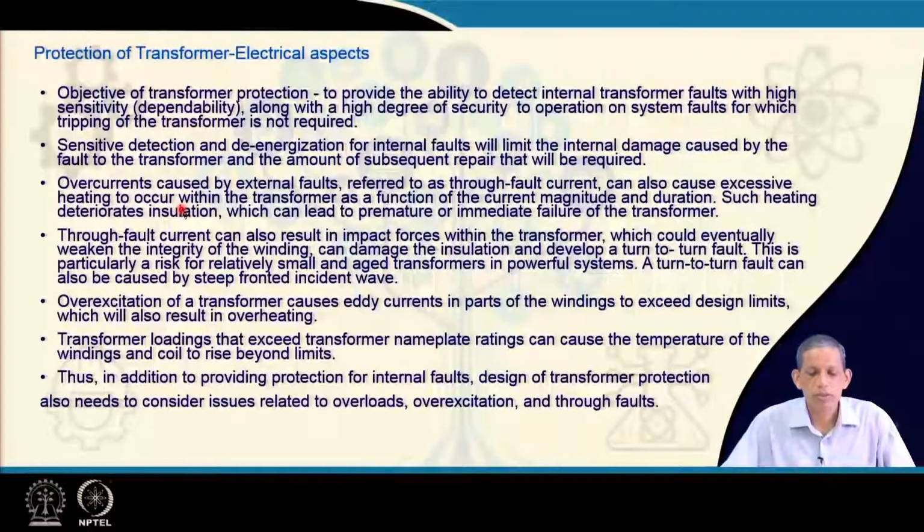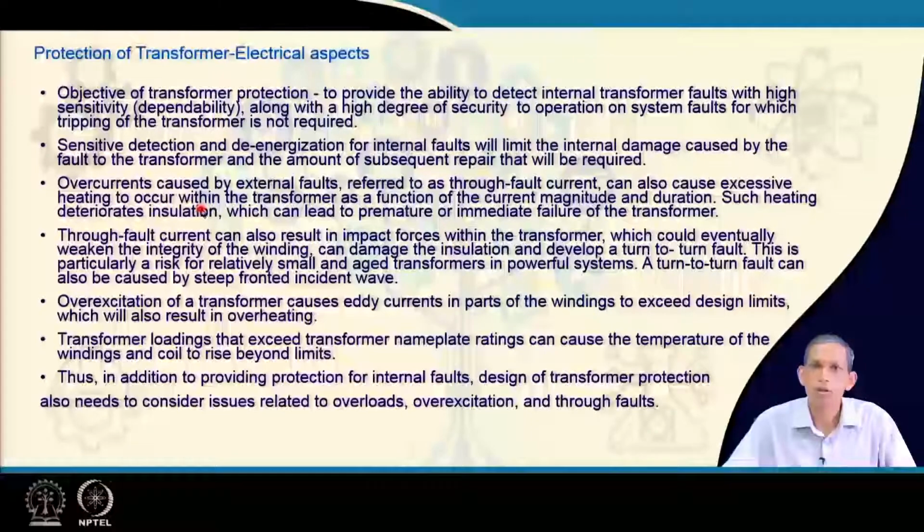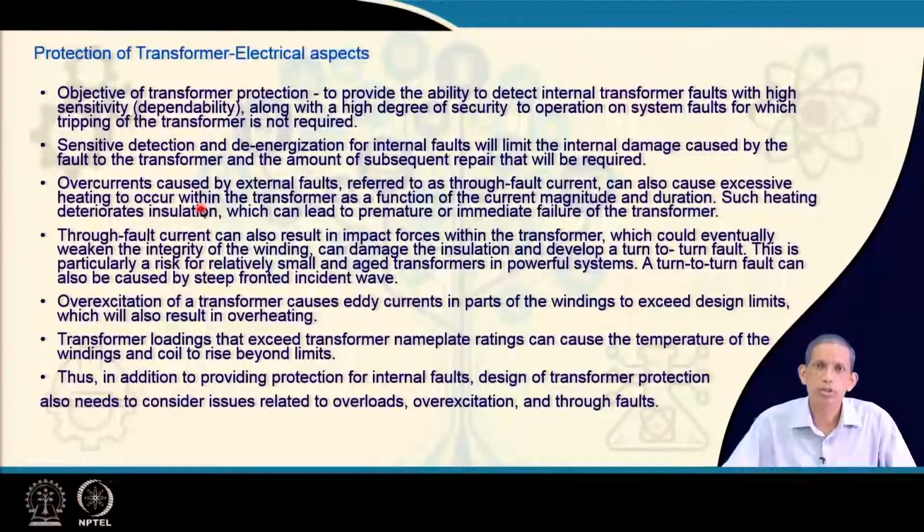Overcurrents caused by external faults, called through faults for the differential protection or transformer protection, lead to excessive heating in the transformer. Such heating deteriorates the insulation, which can lead to premature failure of the transformer, and that is also a concern. How long the transformer can tolerate an external fault is also a governing factor. The downstream protection scheme and its coordination with the transformer must also be addressed in the protection scheme for the transformer.